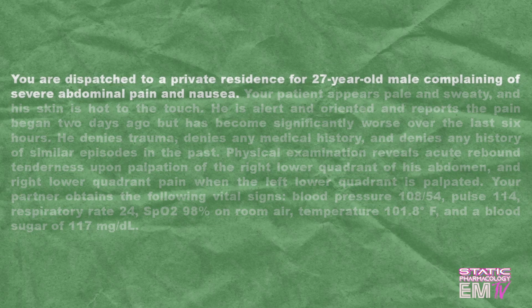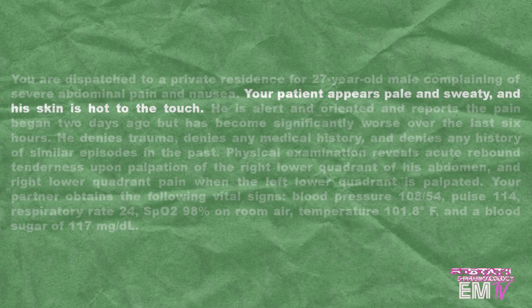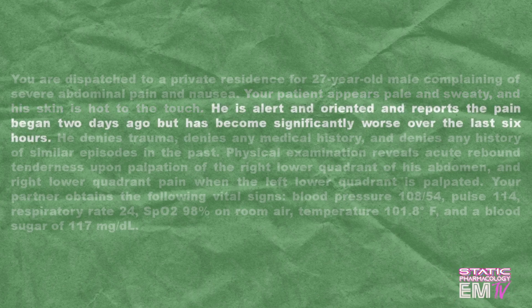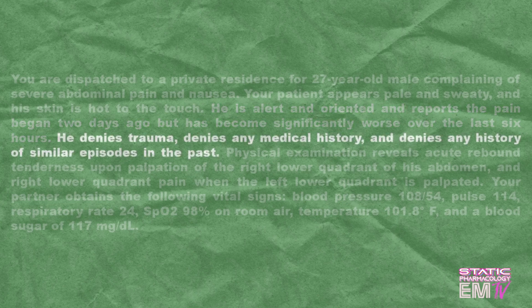You were dispatched to a private residence for a 27-year-old male complaining of severe abdominal pain and nausea. Your patient appears pale and sweaty, and his skin is hot to the touch. He is alert and oriented and reports the pain began 2 days ago, but has become significantly worse over the last 6 hours. He denies trauma, denies any medical history, and denies any history of similar episodes in the past.